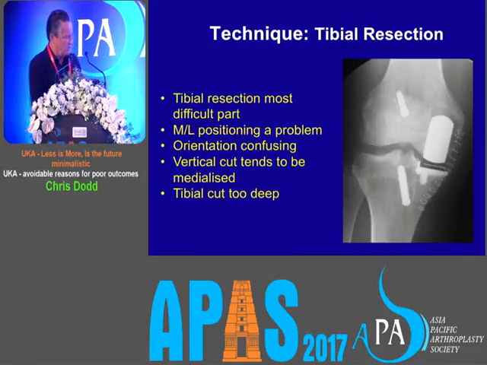So you need to, this is one of my cases, way too far medial, way too far deep. You must be careful about that. The tibial resection is the most difficult part of any uni, whether it's fixed or mobile. It comes right at the beginning of the procedure, and you need to be careful with it. The positioning is a problem, the orientation is confusing.